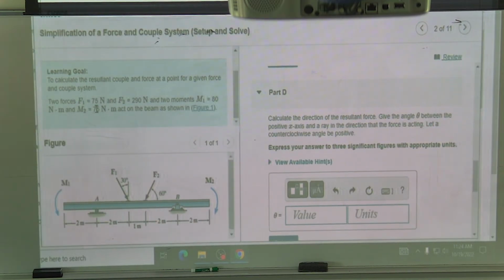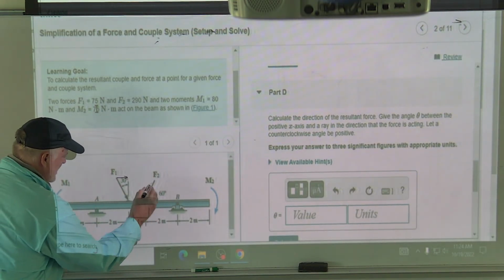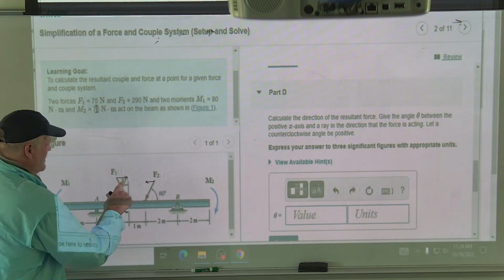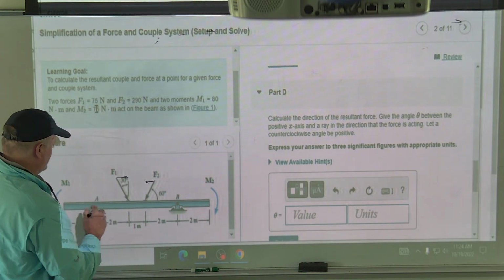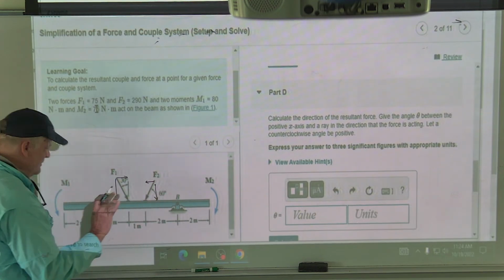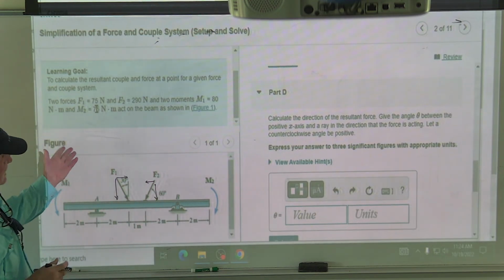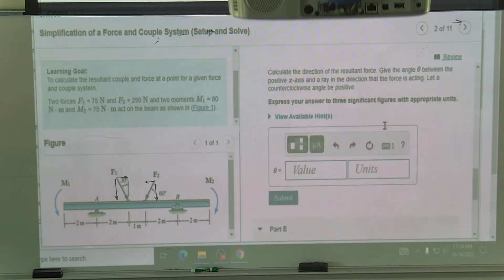Here we go. So all you're doing is you're taking the x component here, you're taking the x component here, you add them together, and that, I guess, was part A. And the part B, this one, and this one. And then in a second, you've got to do the moment. No, wait. Calculate the direction of the resultant force. Given the, okay, that's basically adding those 2 together.